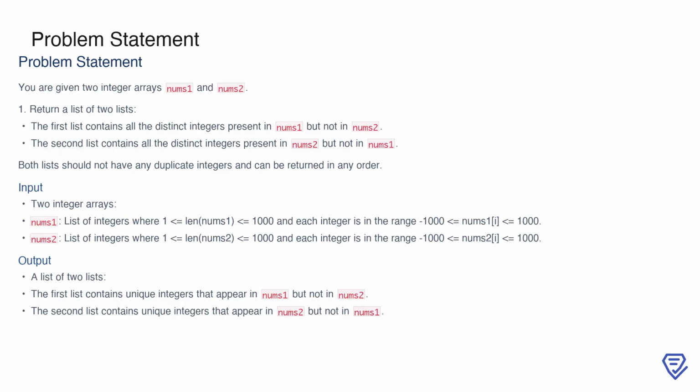It's important to note that each list should only include unique integers, meaning no duplicates, and the order in which the lists are returned does not matter. For the input, both arrays have lengths between 1 and 1000, and their elements can range from -1000 to 1000. The output will be this list of two lists, where the first represents the unique integers from nums1 not found in nums2, and the second represents the unique integers from nums2 not found in nums1.